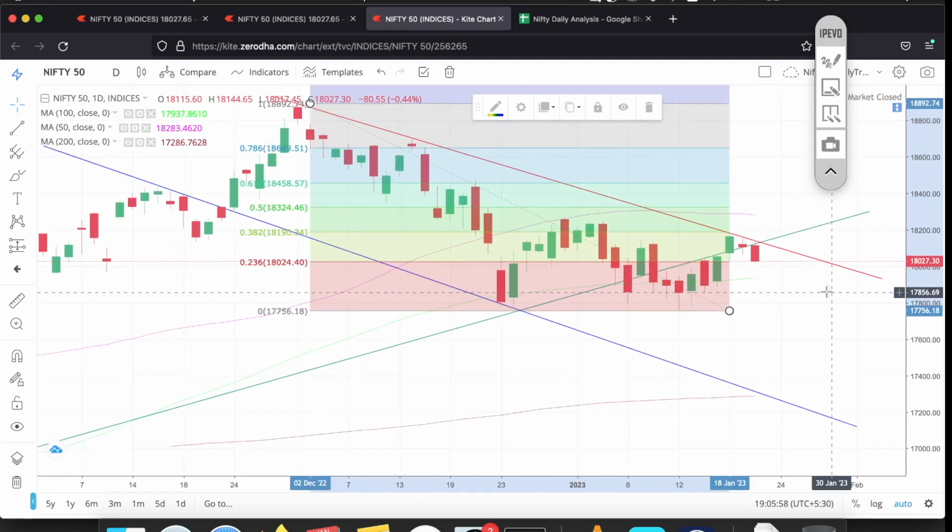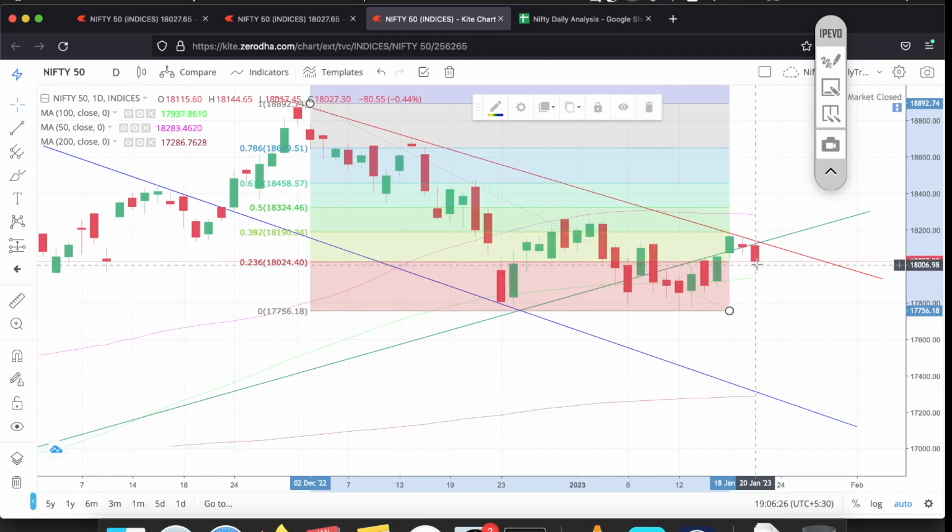Okay. So what is this? Yeah. So we can see that on 18th Jan, price has retraced up to 38% and is now falling, and it almost tested this 23% retracement level and held there.